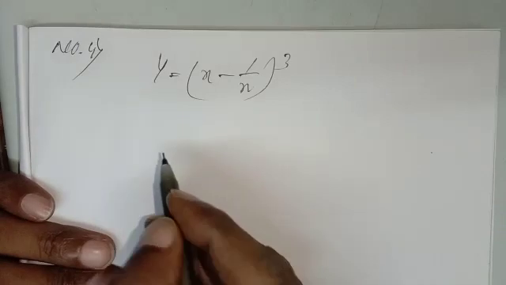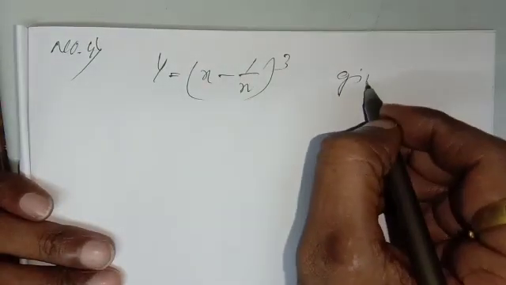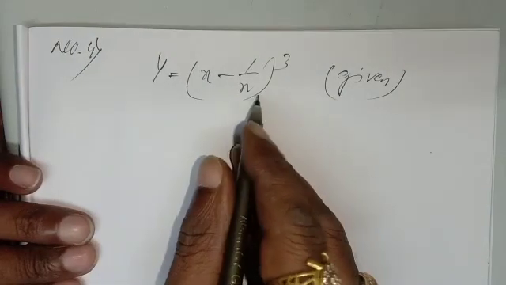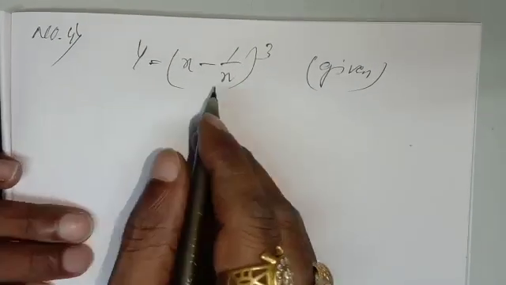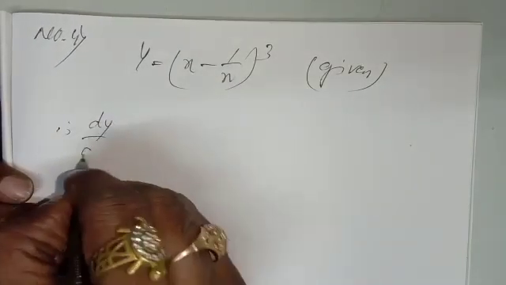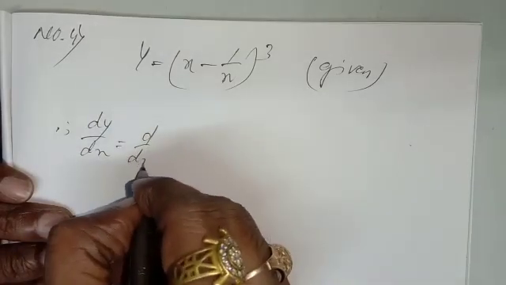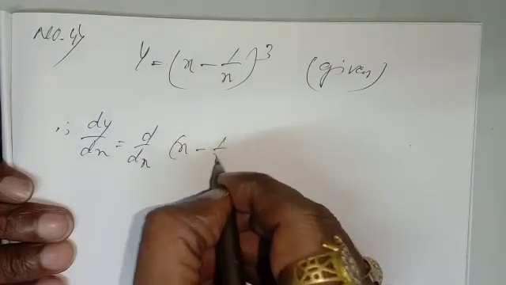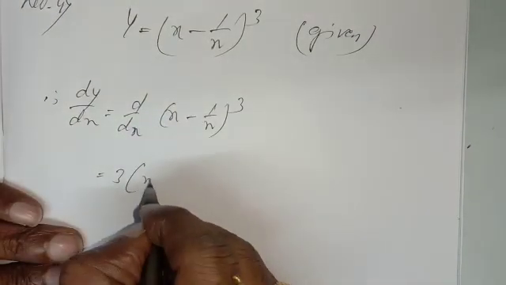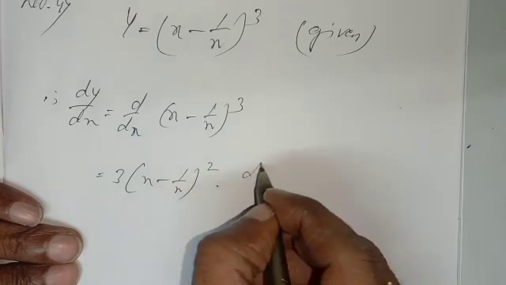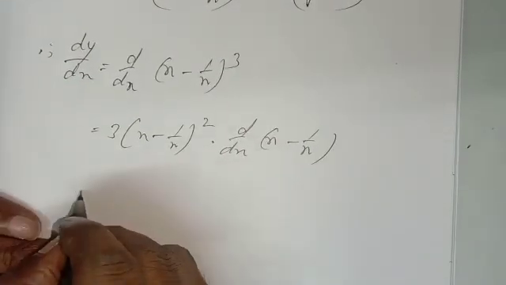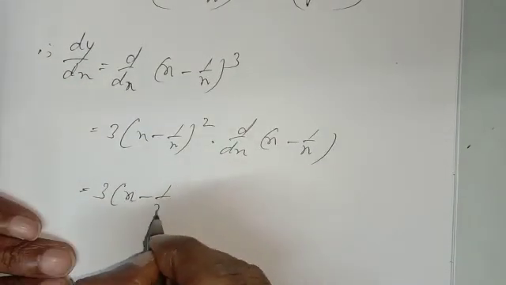Question number 4. y is equal to (x minus 1 by x) whole cube. It is given and you have to find out dy by dx. You can apply the formula here, or you can break it in the a minus b whole cube form. I am writing two methods. Okay, dy by dx will be how much? d by dx of (x minus 1 by x) whole cube. The power 3 will come here, 3 whole into (x minus 1 by x) whole square.